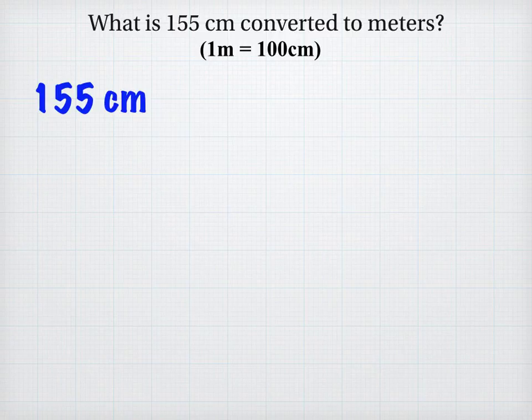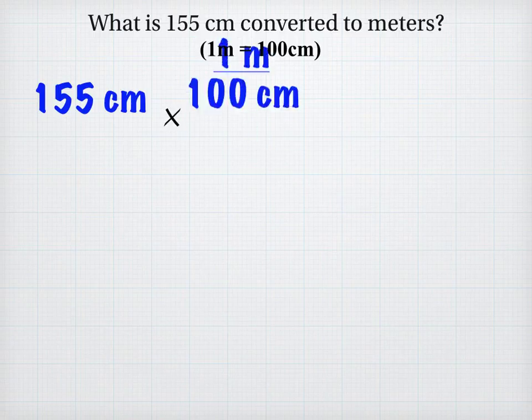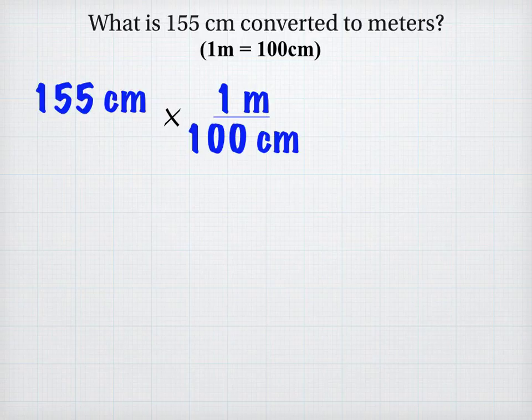To use a ratio to set up and figure out how to convert, it says what is 155 centimeters converted to meters. So we know that 1 meter is 100 centimeters. Our goal here is to get rid of the centimeters and to be left with meters. So we're going to multiply this by the ratio 1 meter over 100 centimeters. Go ahead and put 155 centimeters over 1 because we're multiplying fractions here and we need to multiply straight across, so it's an understood denominator of 1.